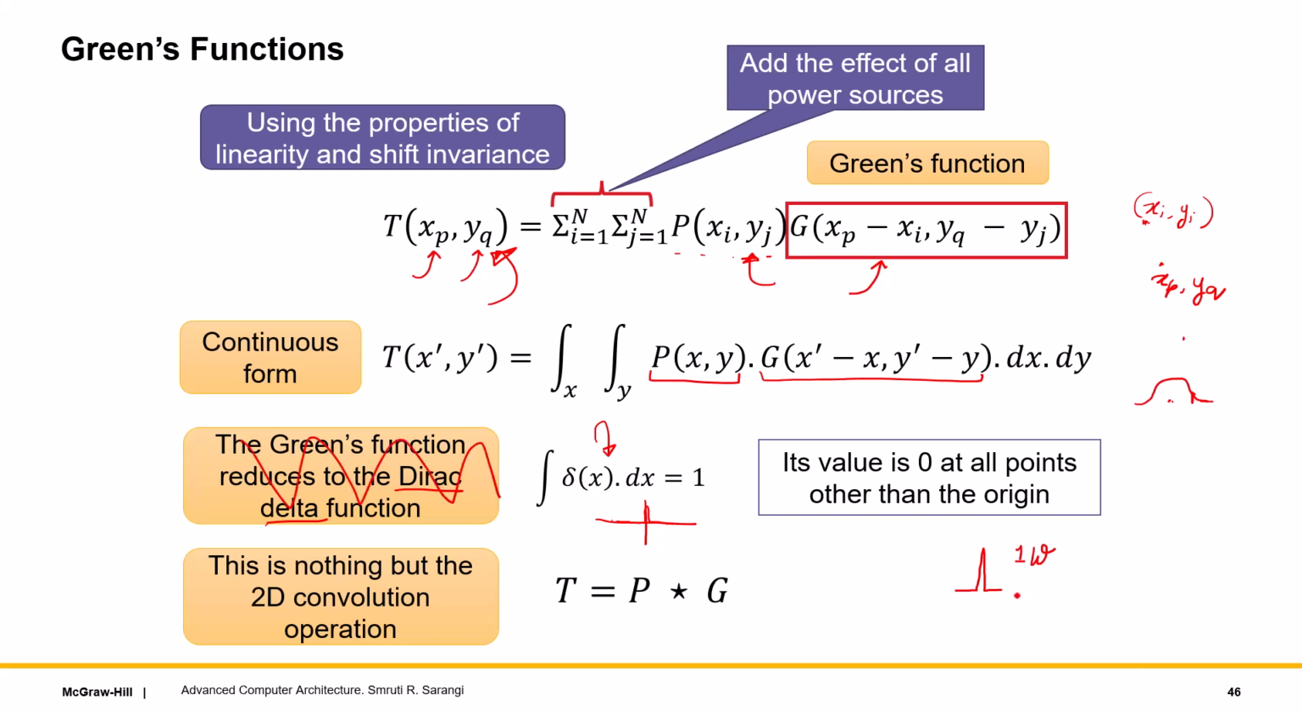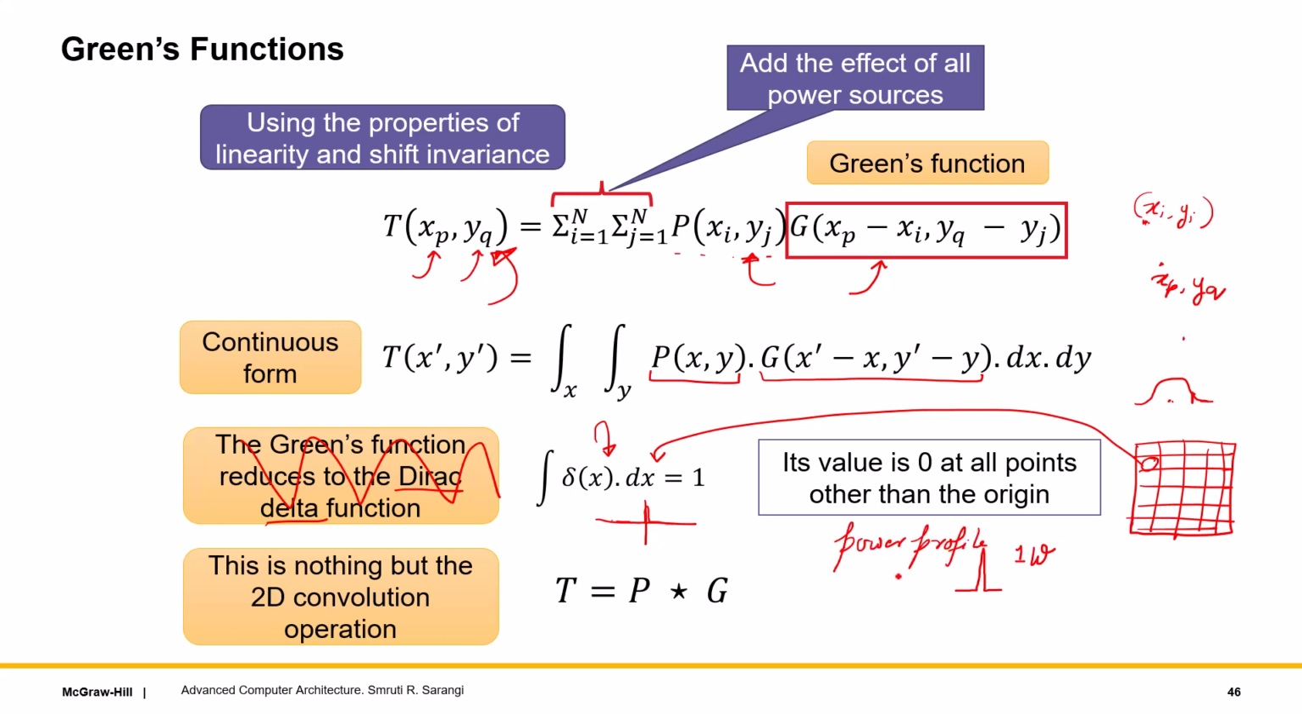What happens is that gradually when my power source becomes smaller and smaller, then I can assume that my power profile, right? So let's say this is a chip and I have a power profile, so I can break it into small, small grids. And each of these small grids I can assume to be a power source. And if this is small enough, I can approximate this as the Dirac delta function. So I can think that my power profile is basically a collection of these Dirac delta functions.